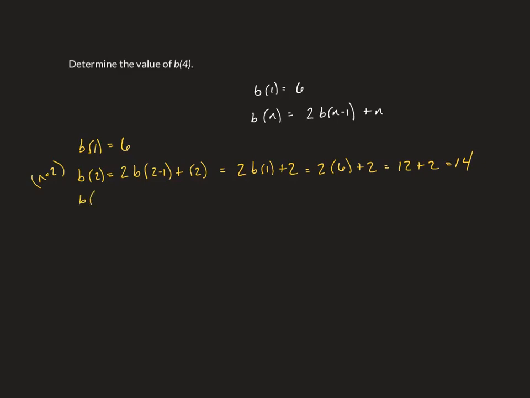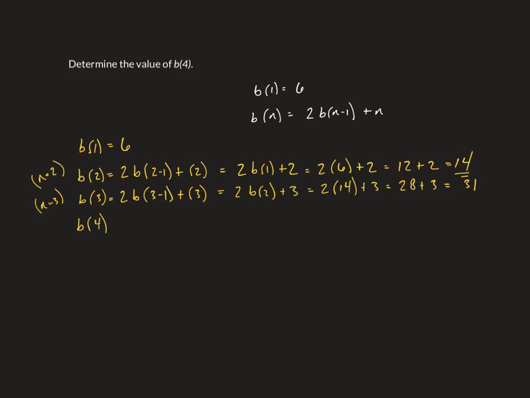Let's find the third term. So that's going to be when n equals 3. If n equals 3, then it's 2 times b of 3 minus 1 plus 3. So that's 2 times b of 2, in other words, the second term in the sequence, plus 3. Okay, so that's 2 times, well, what is the second term? We just found that that's 14 plus 3. So that's going to be 28 plus 3, which is 31. So that's the third term. I'd encourage you to pause the video and do it on your own.